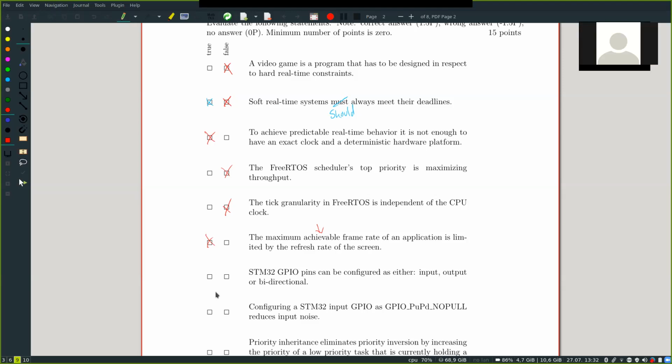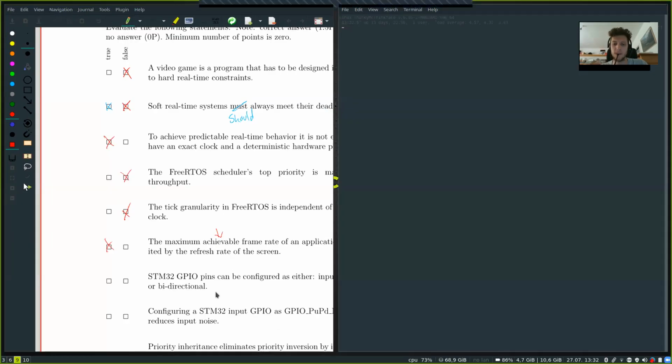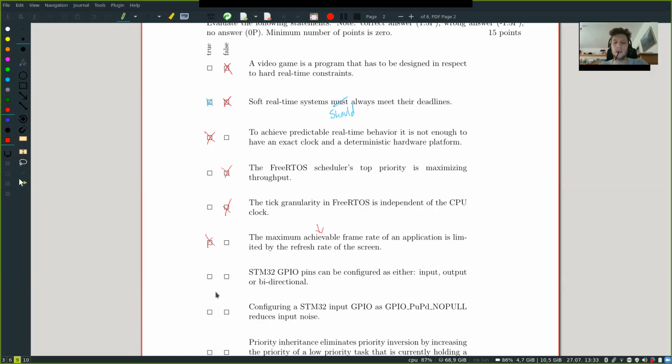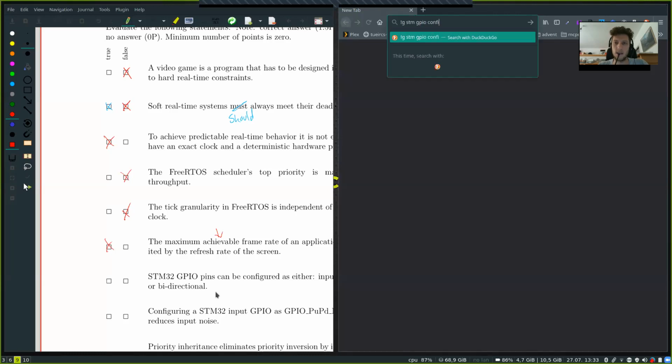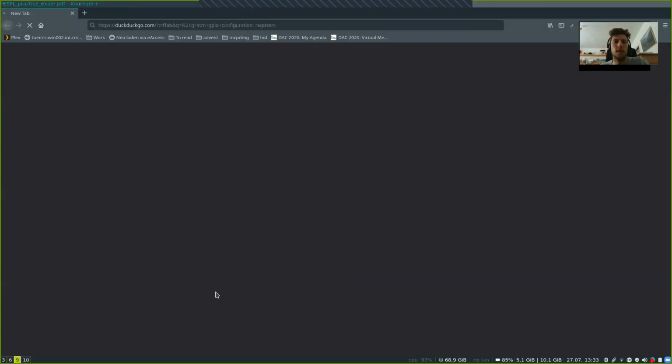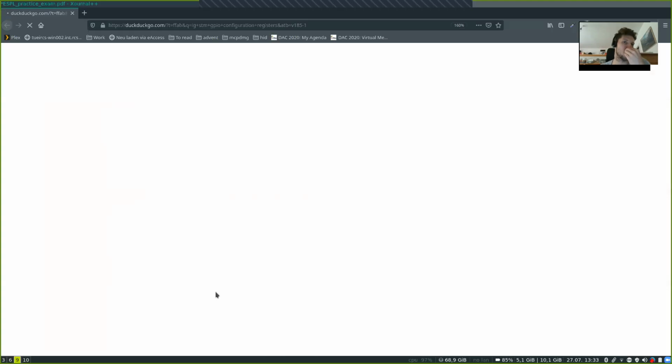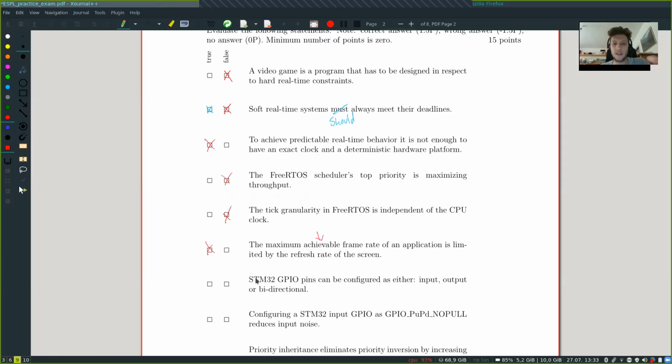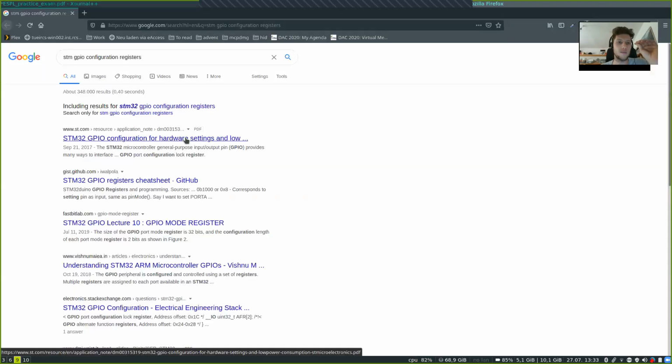I think that it depends on the board, right? On whatever microcontroller I'm using, it's going to be configured in different ways, right? So, GPIO stands for General Purpose Input Output, right? Okay. And so I wonder if I can find a figure somewhere. So to answer the question, quickly, bidirectional, no, but input and output, yes, right? So let's say, maybe it's a registers cheat sheet. This sounds good.